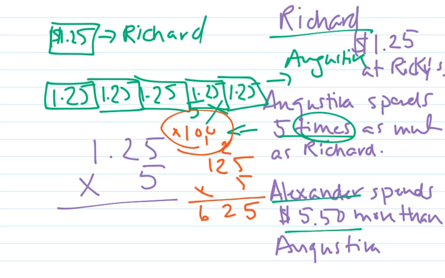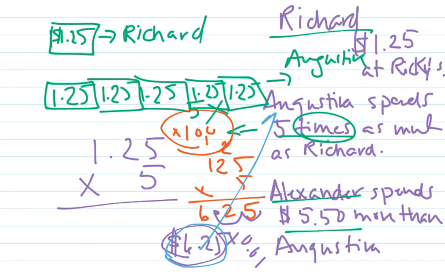Now we know our answer is not $625. That's not logical, but we're going to multiply by the opposite of 100, which is 100th. So we lose 2 decimal places, 1, 2. So we find out that Augustina spent $6.25. So what I'm going to do is I'm going to circle that in blue, and I'm going to arrow back up to Augustina. Now, boys and girls, when we make Augustina's boxes, we're going to make one box of $6.25 because we know she spent that much.